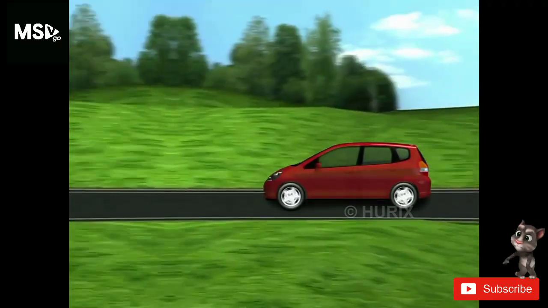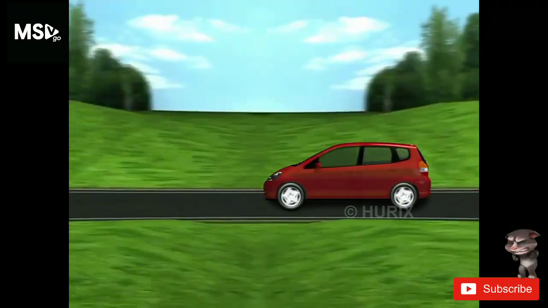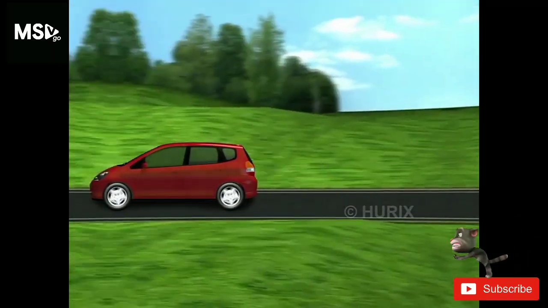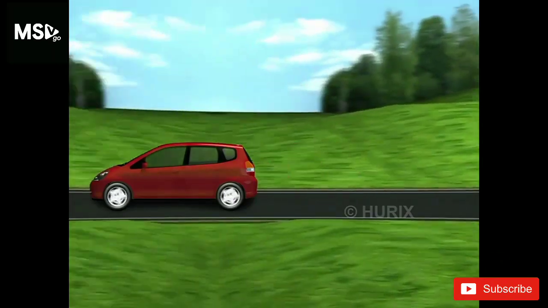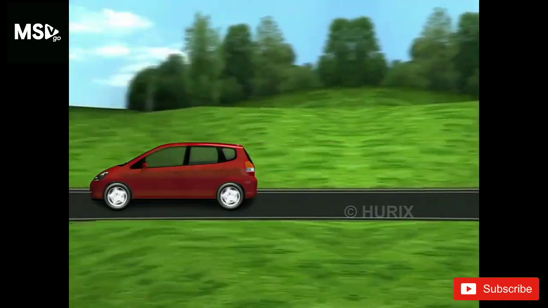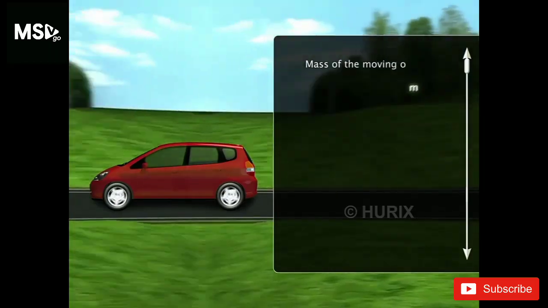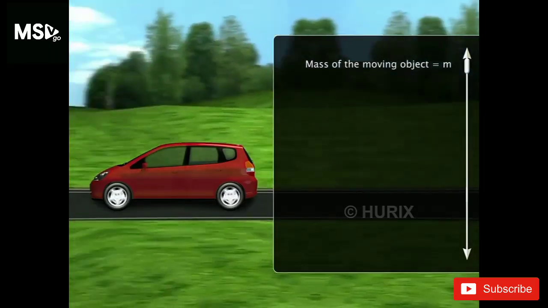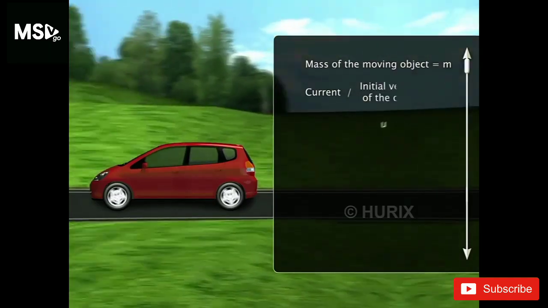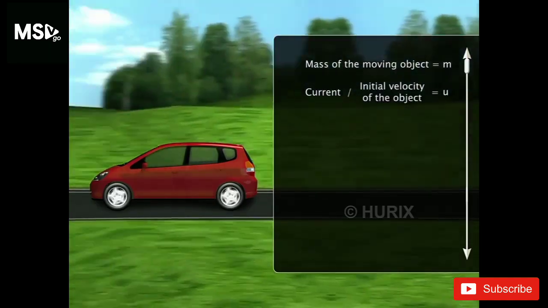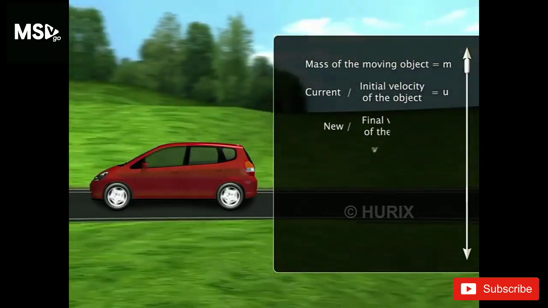Let us derive a formula to help us calculate the kinetic energy of a moving object. First, we need a moving object. The car will do nicely. Let us assume its mass to be m. Let its current velocity be u. The car accelerates. Let its new velocity be v.